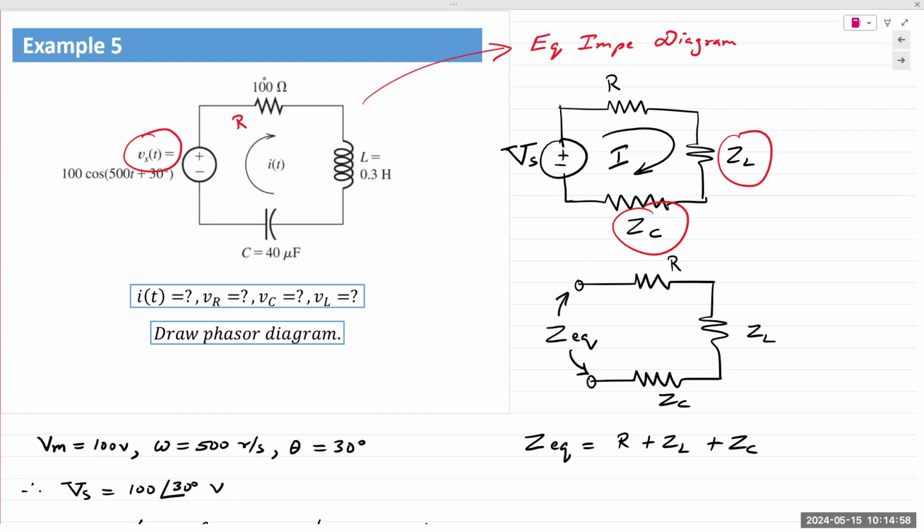We would take a large network of impedances and combine it to one single equivalent impedance, ZEQ, as seen by the voltage source Vs. Again, the key words, as seen by. You remove the voltage source from your analysis and you determine ZEQ between those open terminals. Okay, ZEQ between those open terminals. In this case, ZEQ is simply R plus ZL plus ZC.